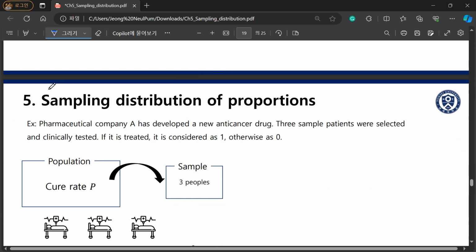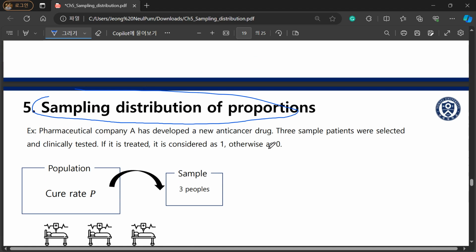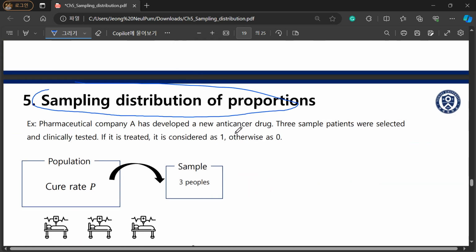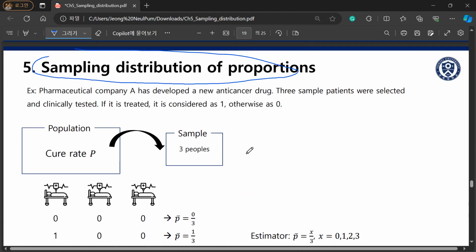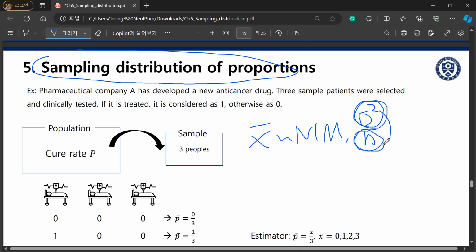Let's go to this final part, which is the sampling distribution of proportions. When you are dealing with the sample mean, it follows the normal distribution with the population mu and sigma squared divided by sample size, where sigma squared comes from the population variance, n comes from the sample size, and mu comes from the population mean.